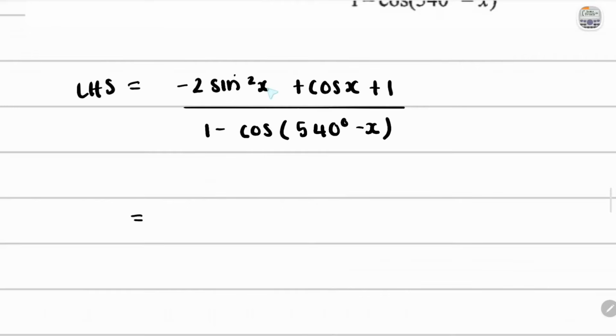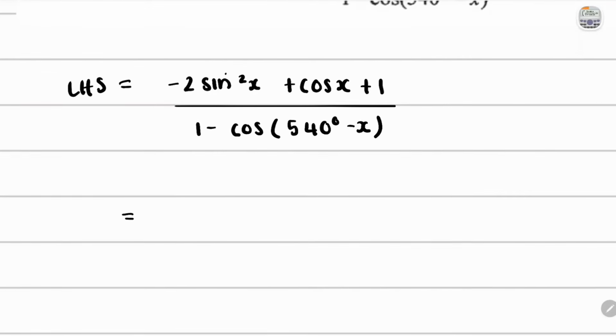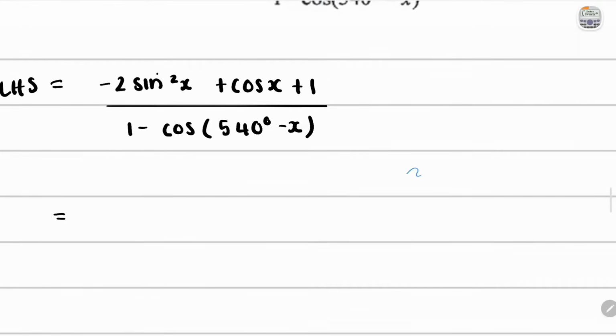Now, there are various ways to get rid of this sign. One of the ways that we could think about getting rid of it would be, because it has 2 sine squared x, we know that there is a double angle expansion that includes 2 sine squared x, and that is 1 minus 2 sine squared x.